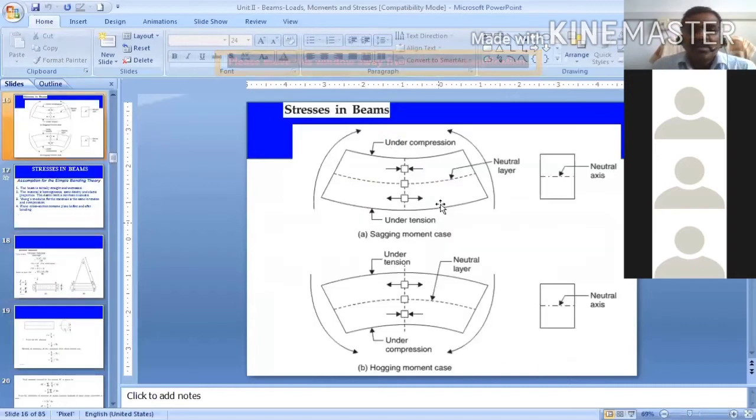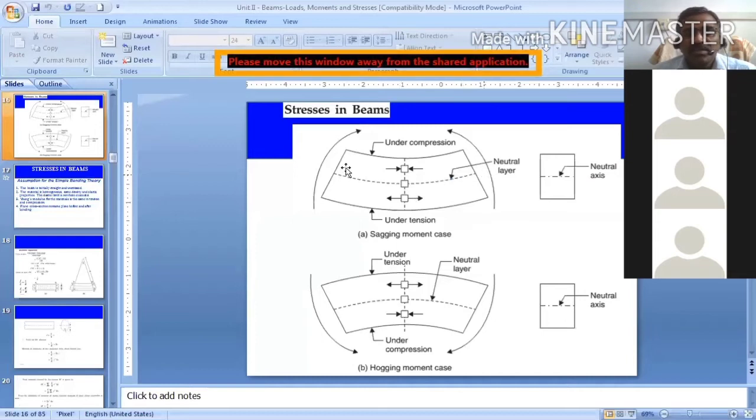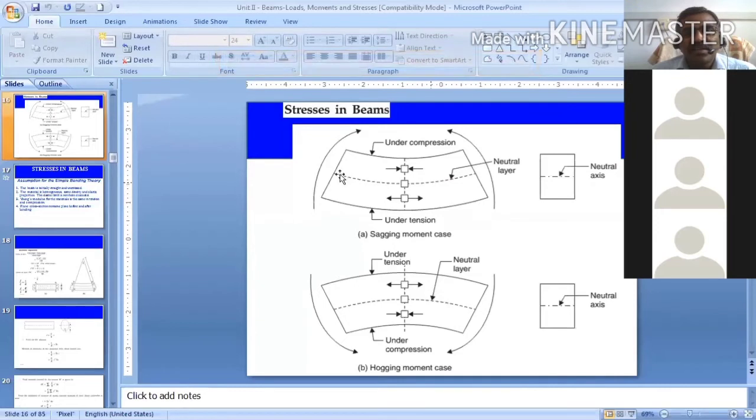Now we are considering two beams. This is one beam, subject to a sagging bending moment, that is concave. This is convex and hogging bending moment. This is positive, this is negative. When the beam is sagging, this is known as the centroidal axis, or if you draw an axis through the centroid, that is known as the neutral axis.